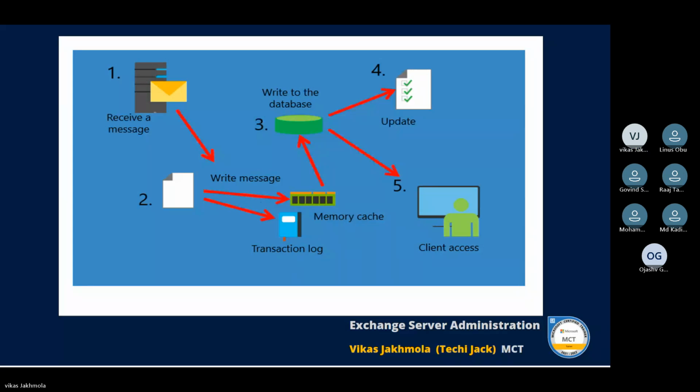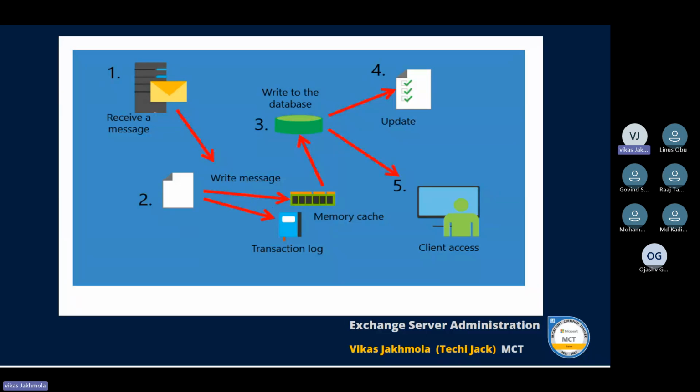And once everything is fine here, the mailbox server writes the transaction from the memory cache to the appropriate database in the third step. When transport receives the message, it writes it to the transaction log and temporarily puts it into memory. Once everything is fine, like there is no power failure, it will proceed further and write it to the database.